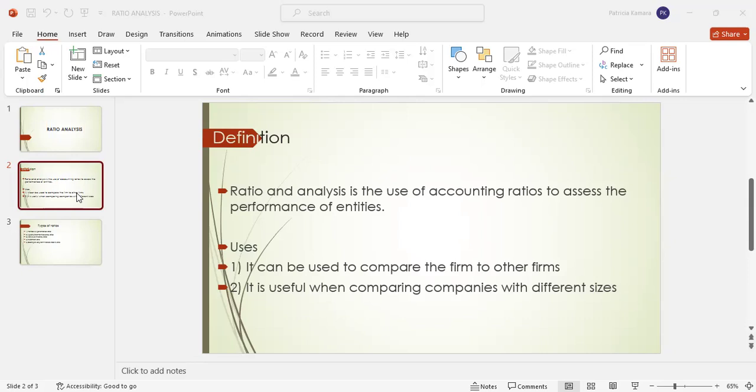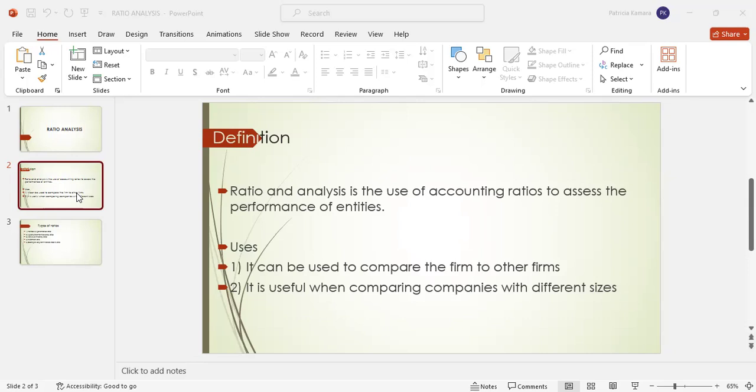So based on our definition, if we are to be asked the importance or the advantages and then the disadvantages of ratio analysis, what comes to your mind? Okay, we talk about comparing the firm to other firms. So you realize that there can be some improved internal processes that may exist in other firms that may not be in your firm. So that can be one of the challenges, okay? And then when you are comparing firms of different sizes, in terms of machinery, it is possible that the bigger firm may have access to more advanced and robust technology compared to yours.